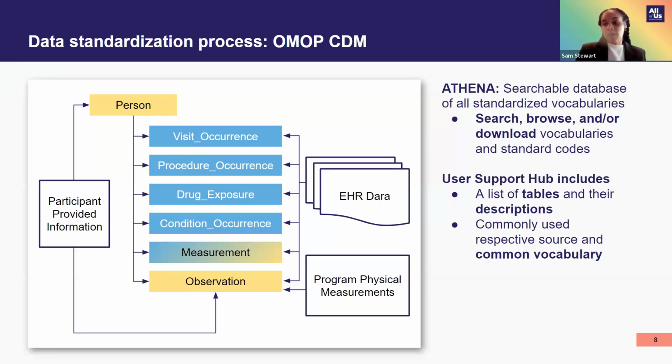We also provide information on our User Support Hub. We provide a list of tables and descriptions, and we also give more information on commonly used sources and vocabularies as well. One key thing that we also have is something called our data dictionary. The data dictionary is just showing you how the All of Us data set is organized in those tables, and you can look through it.